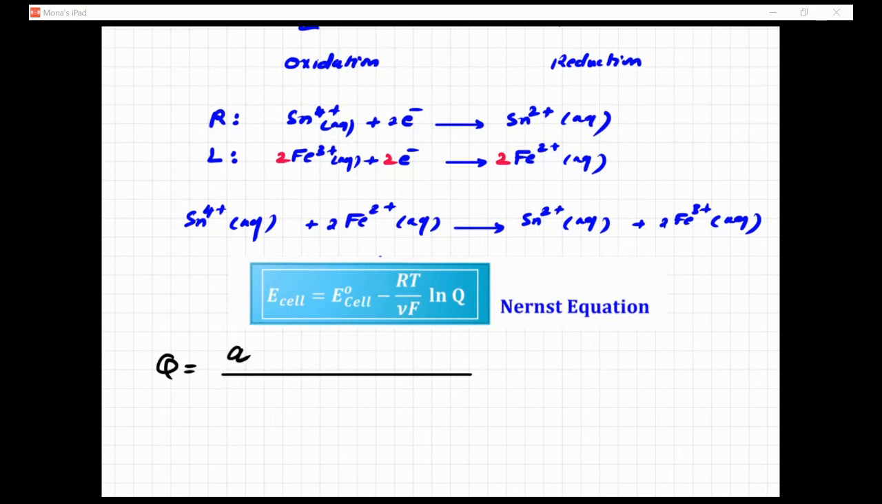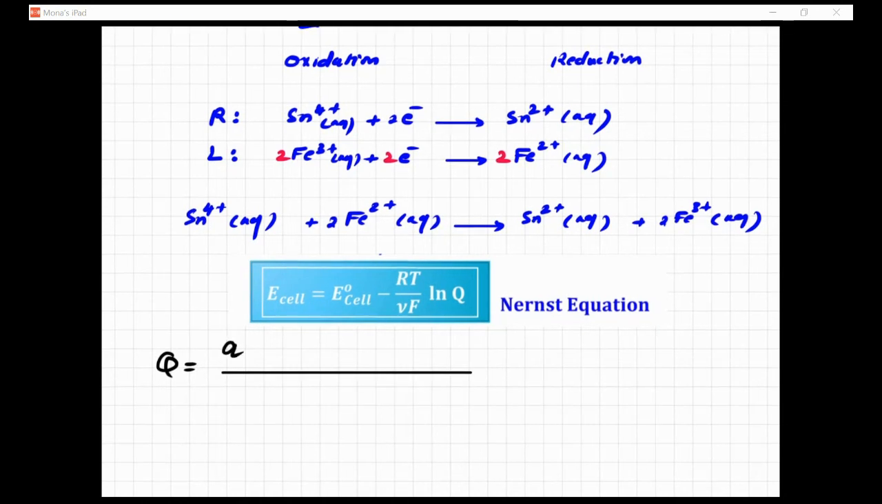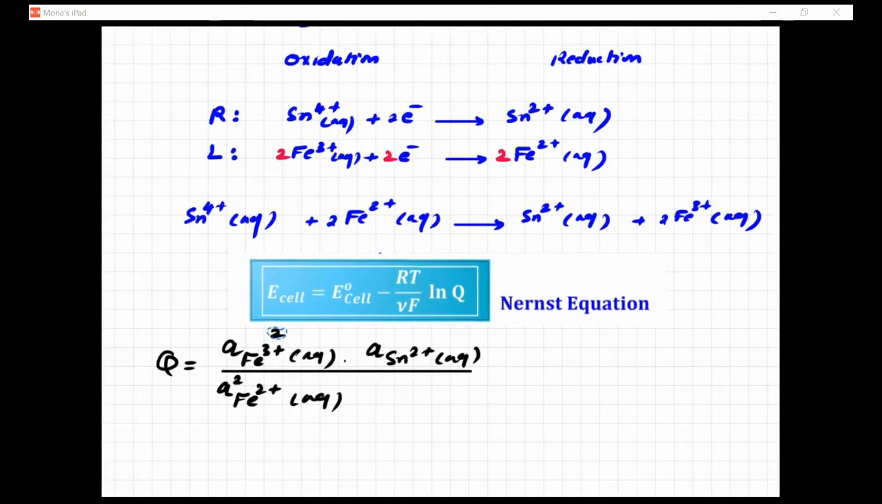So I will now start writing. That should be the activity of the products, but we have to make sure that it is raised to the power that we have in the equation, multiplied by the activity of Sn2+, aqueous, divided by the activity of Fe2+ aqueous. And of course this is also raised to the power of 2, and I will take the 2 here. Also here, multiplied by the activity of Sn4+.